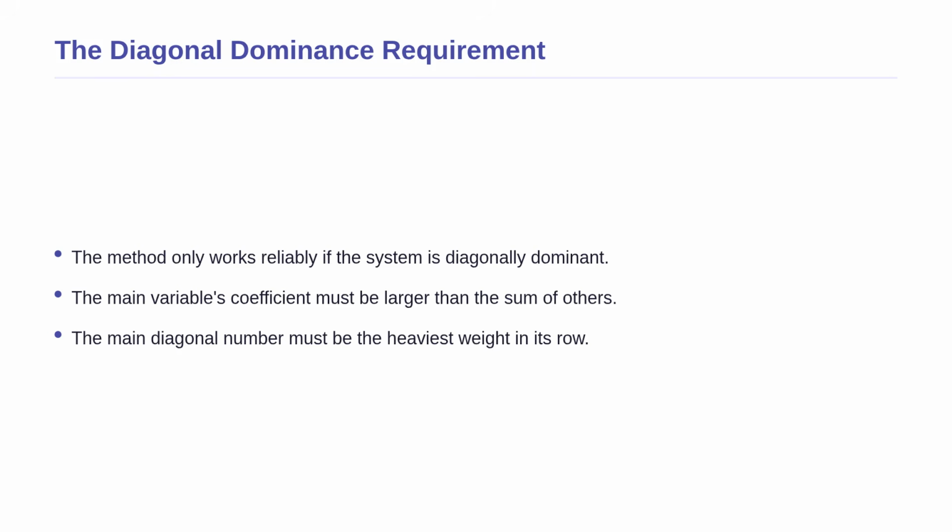Before we jump into the math, we must know if this method will actually work for our specific problem. The Gauss-Seidel method only works reliably if the system of equations is diagonally dominant. What does this mean? It means that in each equation, the number attached to the main variable we are solving for must be larger than the sum of the other numbers in that same equation. If you ignore the positive or negative signs, the main diagonal number must be the heaviest weight in its row. If it is not the heaviest weight, our guesses might explode into infinity instead of settling on the right answer.